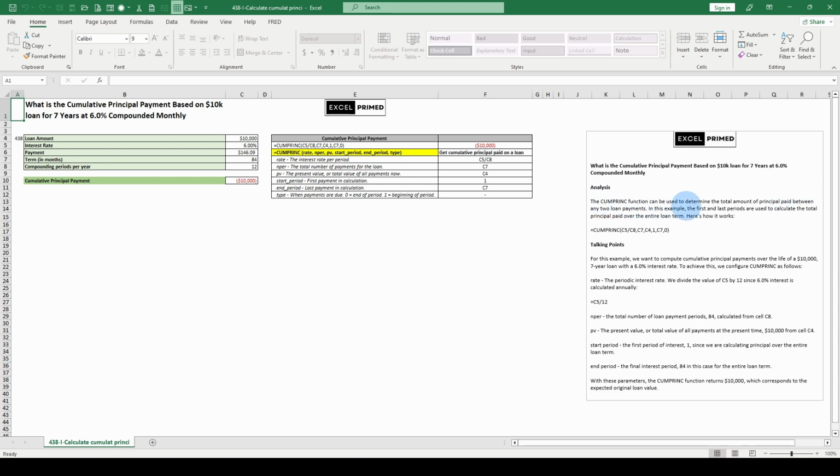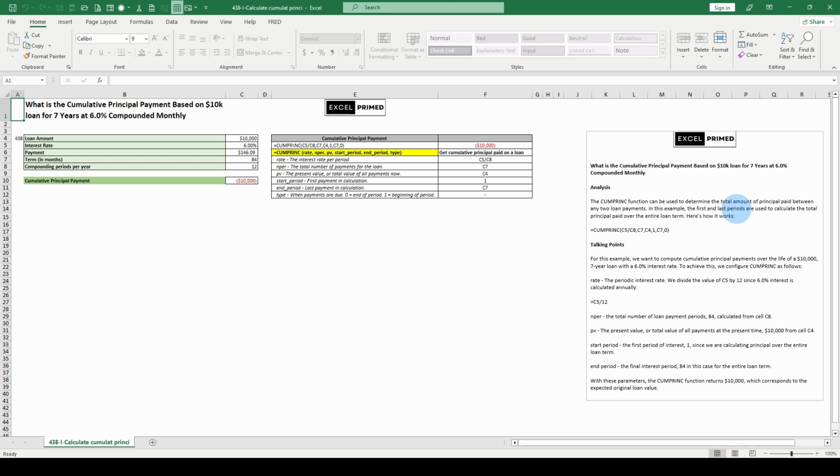The cumulative principal function can be used to determine the total amount of principal paid between any two loan payments. In this example, the first and last periods are used to calculate the total principal paid over the entire loan term. Here's how it works. Well, you borrow 10 grand. Hopefully your principal payment will be 10 grand, unless there's some other factors involved.